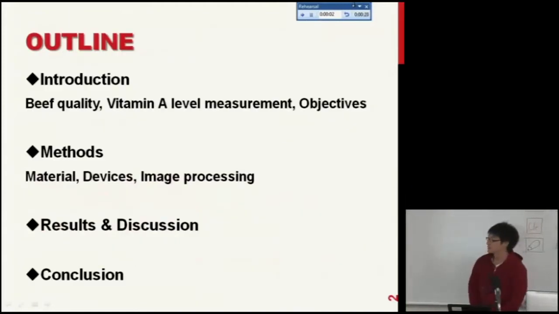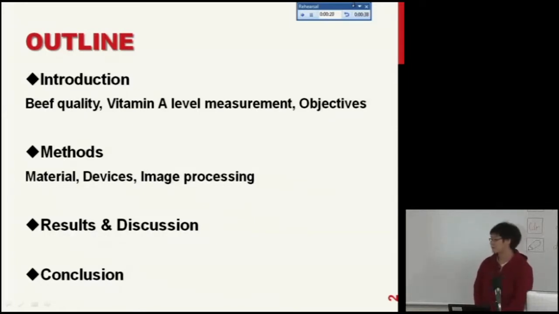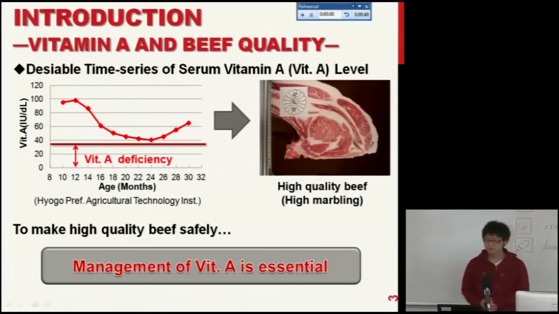This is the outline of my presentation. First, I will introduce my research, such as my research's motivation, beef quality, vitamin A level measurement, and objectives. Next, I will talk about the method of my research, about the materials, devices and image processing. And then I will tell you the result and discussion, and conclusion. Okay, let me start from the introduction.